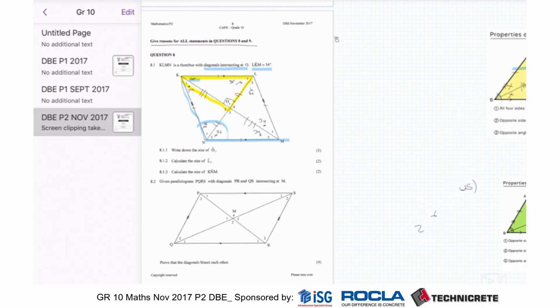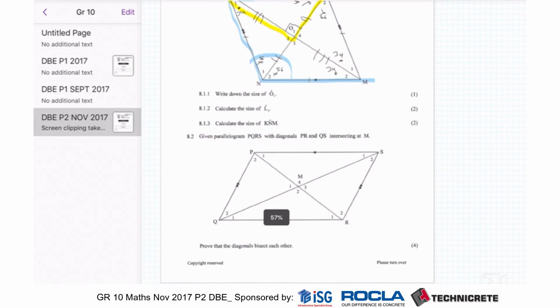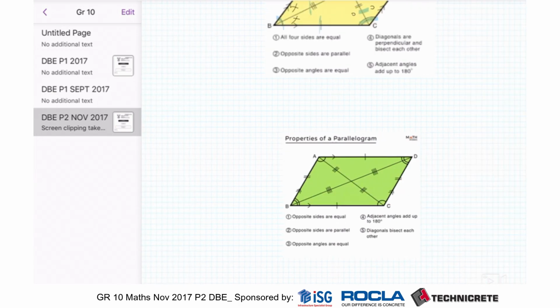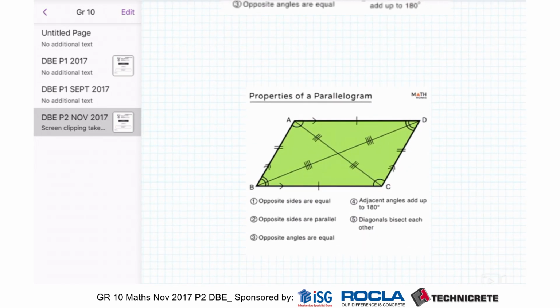Okay, let's now go to our question on a parallelogram. It says, given the parallelogram PQRS with diagonals PR and QS intersecting at M, prove that the diagonals bisect each other. So this is a proof question. Let's revise our properties of a parallelogram. Opposite sides are equal, opposite sides are parallel. Diagonals are equal on the same side, and opposite interior angles are equal.